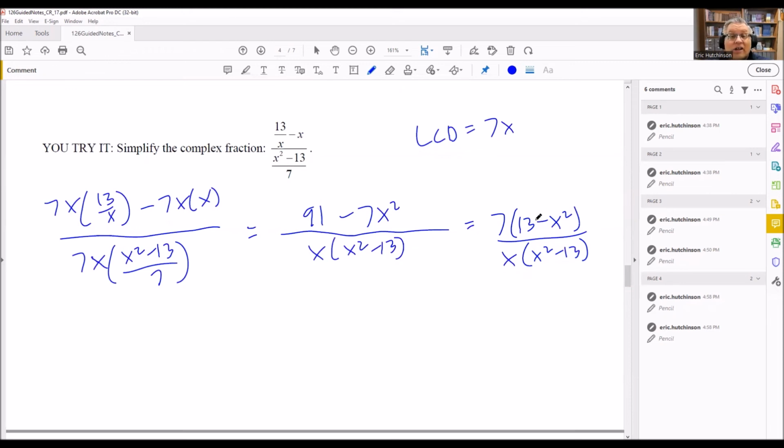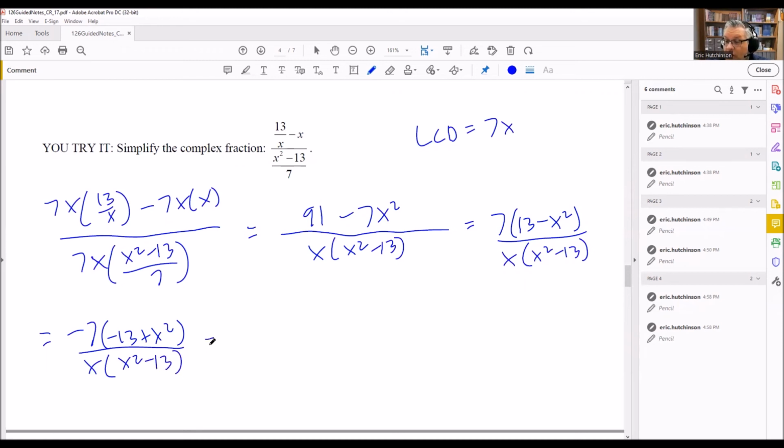In order to be able to get one of these to cancel, what I want to do is factor out a negative from either the top one or the bottom one. Let me factor out a negative from the top. So I'm going to put a negative 7 here. What that's going to do is change both of these signs. If I take a negative out of this, that's going to make negative 13. If I take a negative out of this, that's going to make plus x squared. And the bottom I have x times x squared minus 13.